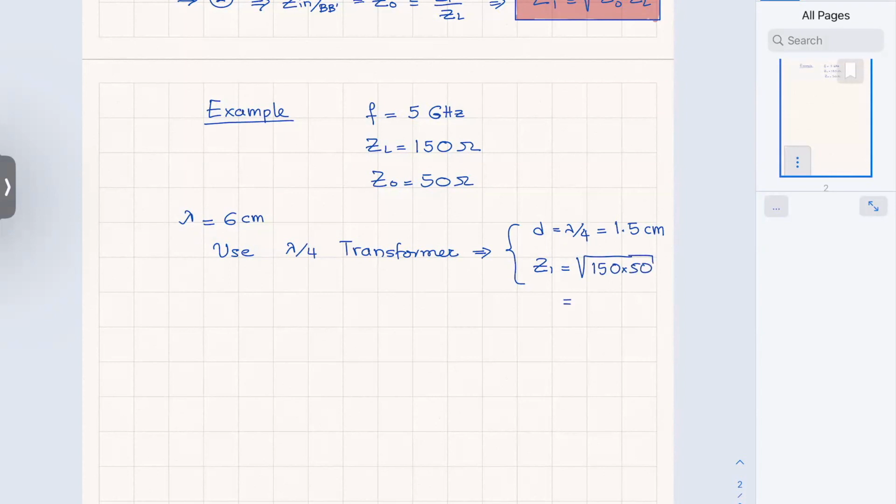Which is, I don't know how much it is. This one, it's the square root of 50 times 150. It's 86.6 ohms. So now you solve the problem. Because to proceed beyond that, you need to know what type of transmission line you're going to have. And we have not spent that much time on that in this class. So that's where you're going to stop.